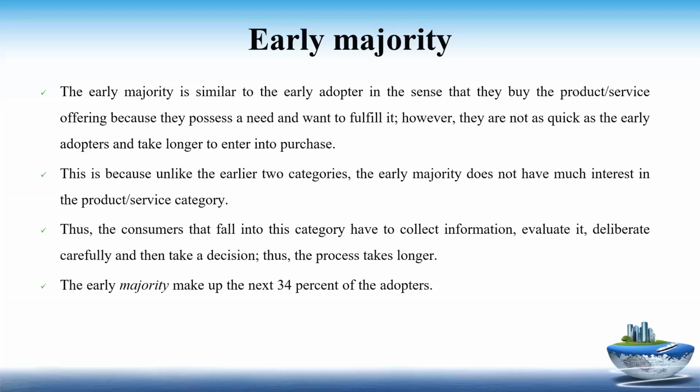The early majority is similar to early adopters in the sense that they buy the product or service offering because they possess a need and want to fulfill it. However, they are not as quick as early adopters. They take a little longer to enter into a purchase decision. This is because, unlike the earlier two categories, the early majority does not have much interest in the product or service categories. Thus, consumers in this category have to collect information, evaluate and deliberate carefully, and then take a decision. So this process takes time.